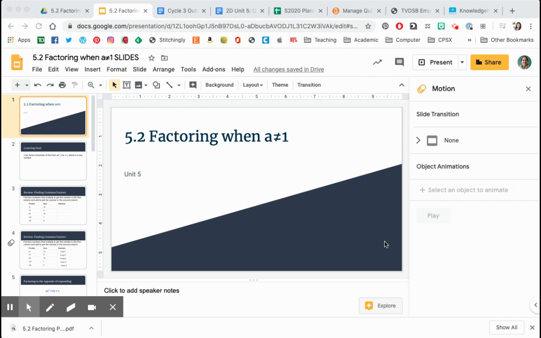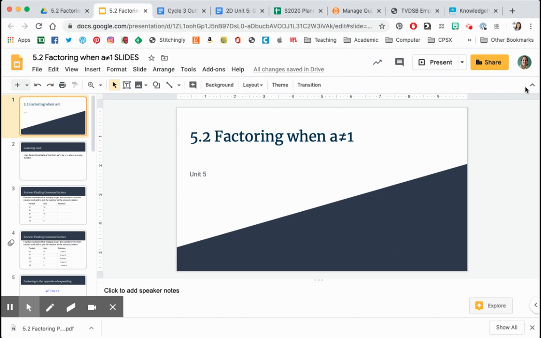All right, hello everybody. Welcome to the second lesson of quadratics part 2. We're going to be going back to look at factoring today. Before, we were just working with certain types of trinomials in the last unit, and so we're going to expand our factoring knowledge and skills.